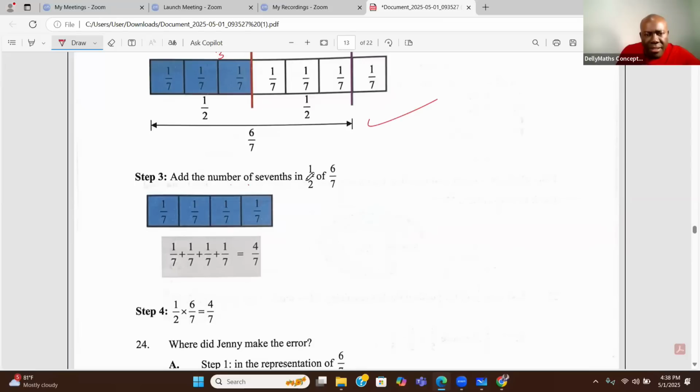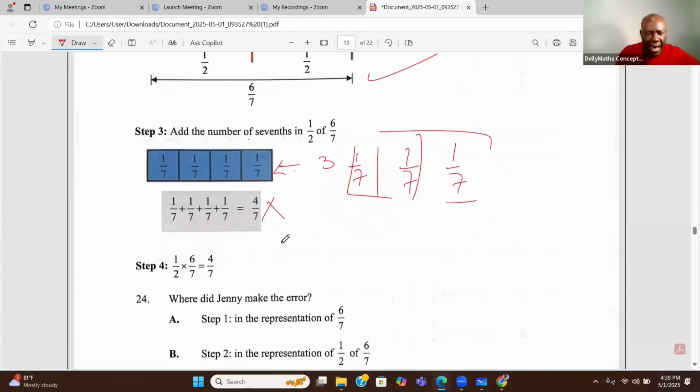Add the number of sevens in half of 6. Oh, okay. This is not a half of this. So this is incorrect here. We should have had 3. We needed this 3 times, 3 times, 3 times. So this is a bad representation already because that's not a half of it.